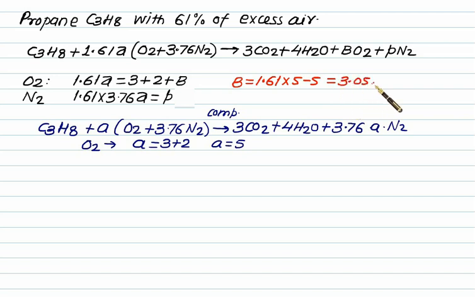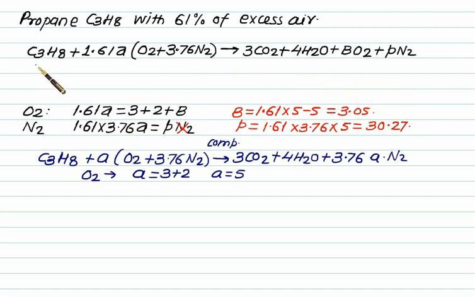So we can get the value of B equal to 0.05. Now we can calculate P also, equal to 1.61 N2 multiplied by 3.76 times A, and we got A equal to 5, so 30.27. This reaction can now be written completely. And if you are interested in calculating the mass fraction of CO2 or O2 or nitrogen, you can do that very well.